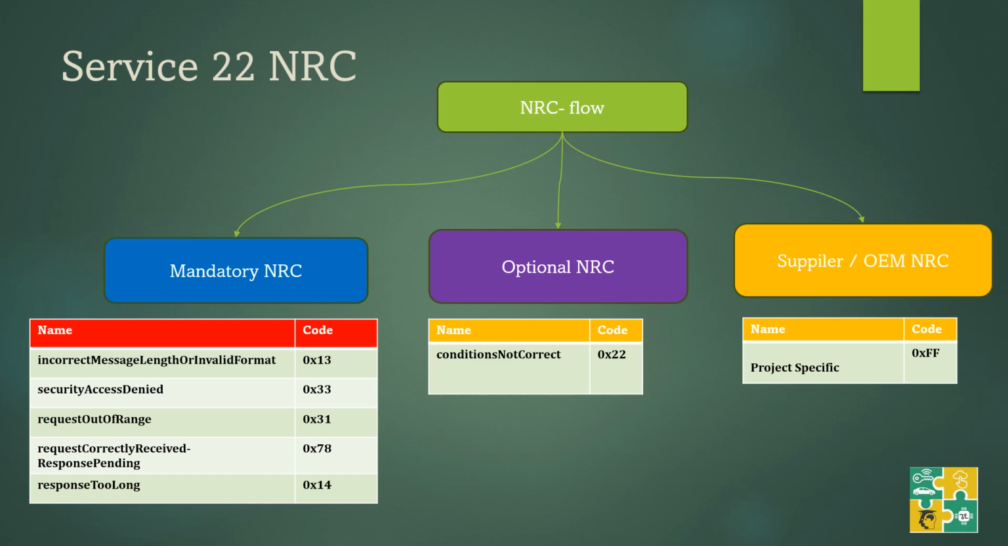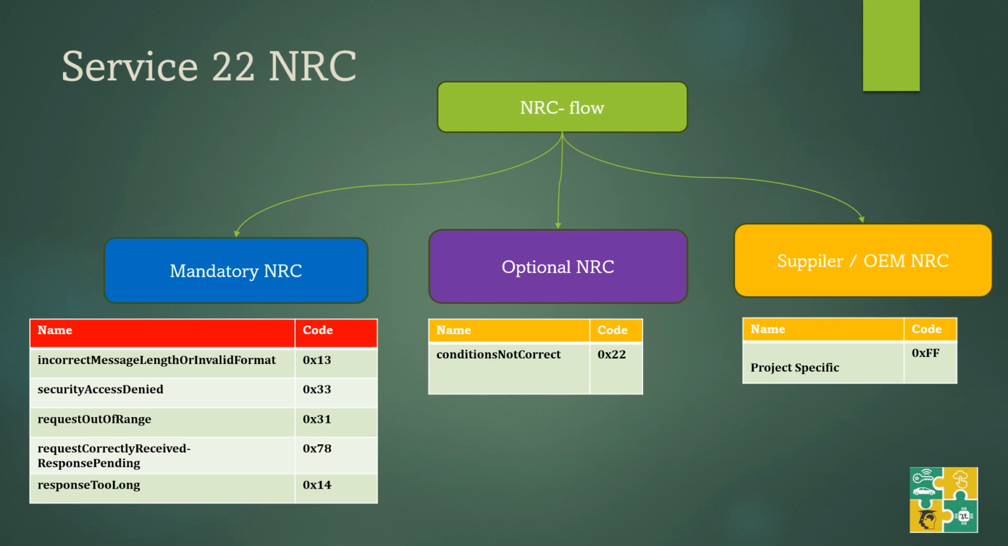Why I mentioned 33: some DIDs can hold confidential data, for example key values, some software version numbers, software parameter values. For that, we should clear security first, then enter the session, then we can send a request, then we will get the data, as well as conditions not correct. These are the frames for analysis.